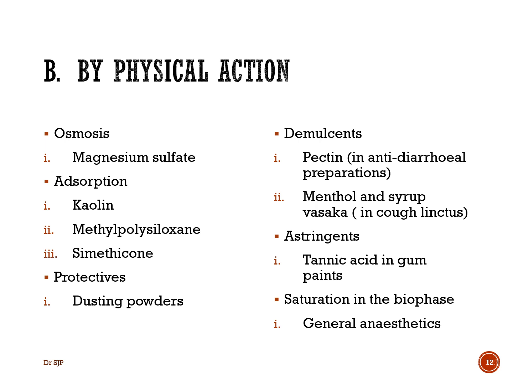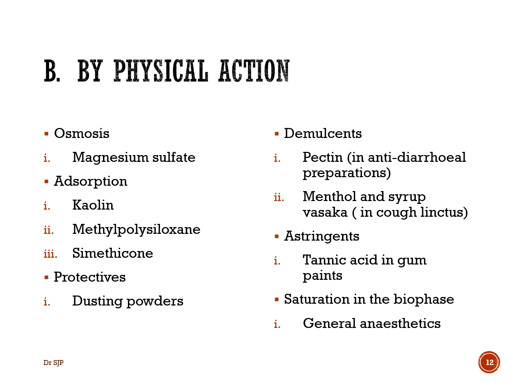and next is adsorption. So for adsorption we have kaolin, which absorbs the bacterial toxin and it acts as an antidiarrheal agent. Then we have methyl polysiloxane and simeticone, which absorb the gases and they act as anti-flatulent, right? Then we have various dusting powders. They act as protectives to provide the local effect.